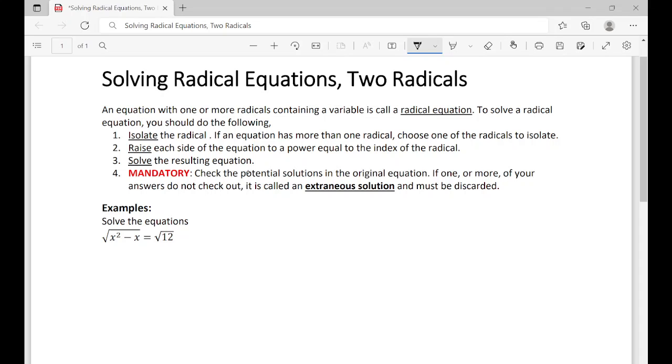Third, solve the resulting equation. If you have two radicals like we do in this video, we're going to have to do the steps all over again. Finally, you must check for potential solutions to the equation. If one or more of your answers do not check out, meaning they're false, it's called an extraneous solution and it has to be discarded.